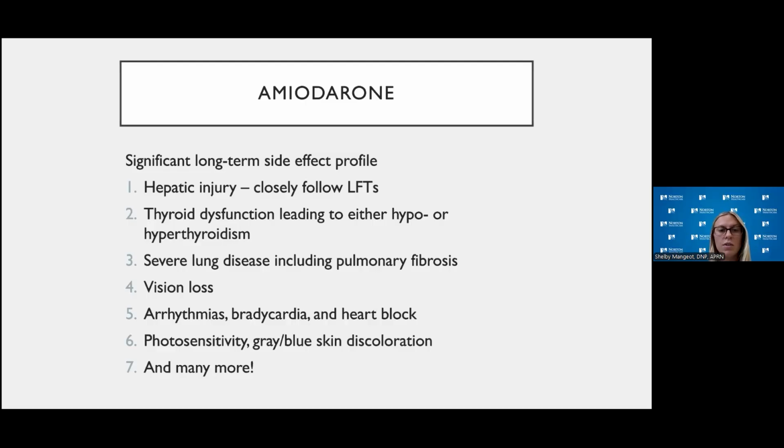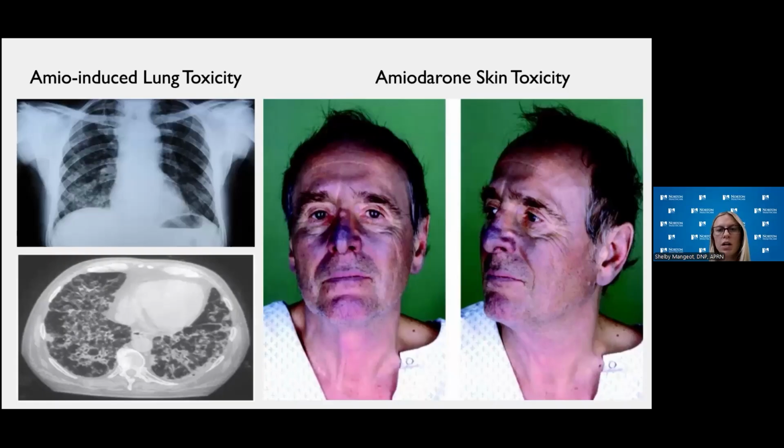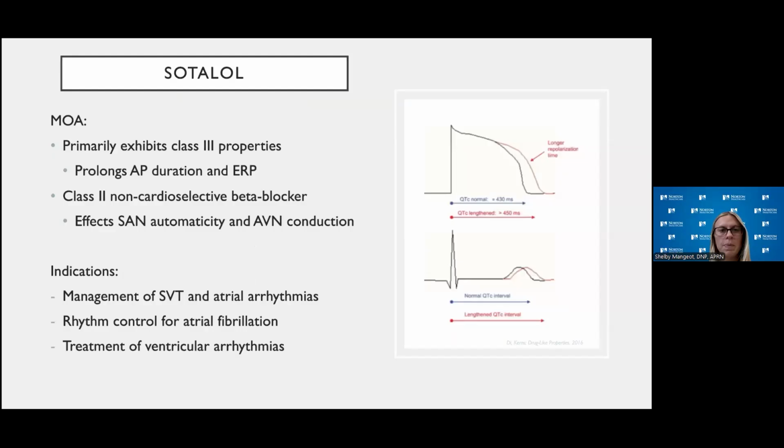It can cause severe lung disease, including pulmonary fibrosis, and vision loss. It is proarrhythmic. It can cause photosensitivity, gray-blue skin discoloration, and many more. And so these are a couple of pictures of what amiodarone can do long-term. So long-term lung toxicity, and then on the right side of the screen is that example of blue-gray skin discoloration we can see with chronic use of amiodarone.